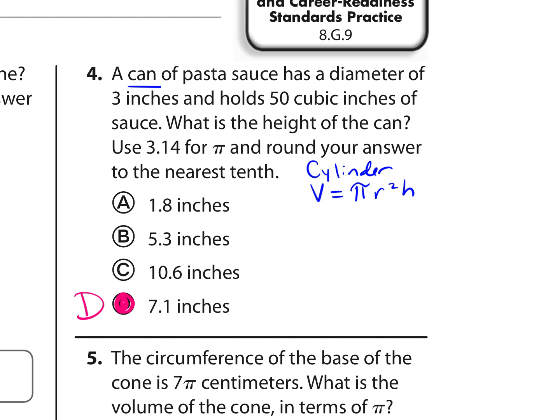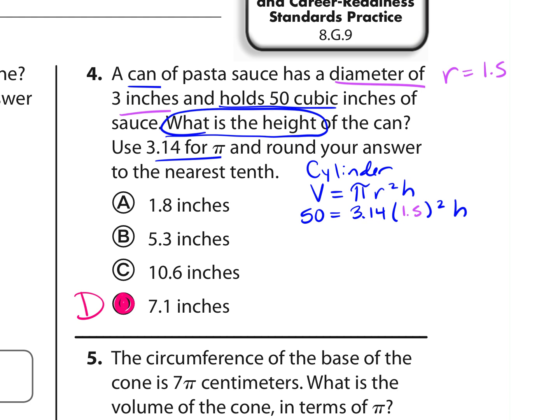Now I notice a few things. It actually gives me the volume. It holds 50 cubic inches. That's volume. Use 3.14 for pi. It does not give me the radius, but it does give me that the diameter is 3. So the radius is half of that, 1.5. We'll square that. And we don't know the height. We're looking for that. What is the height? We don't know. Okay, so we'll simplify this.